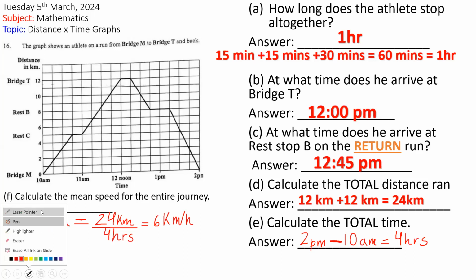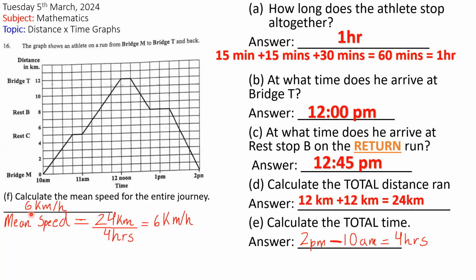Okay, so the mean speed is going to be the distance over time. The distance is 24 kilometers. The time is 4 hours. So it's 24 divided by 4, which is 6 kilometers per hour. Again, please let me know if you understand how we got 6 kilometers per hour. All right, good. Excuse me, Mr. Petit, you can explain it for me, please.